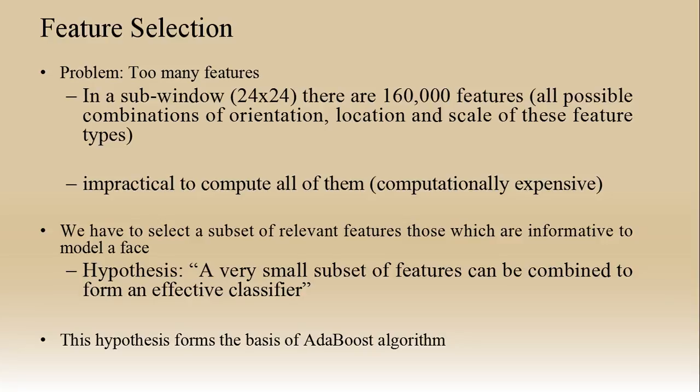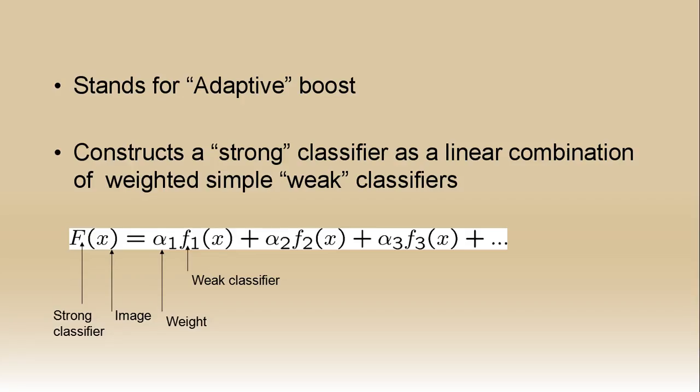The hypothesis considered in this case is that a very small subset of features can be combined to form an effective classifier. So this hypothesis says that instead of considering a large set of features, we consider a small subset of features which form an effective classifier. And this particular hypothesis forms the backbone or the basis of the AdaBoost algorithm.